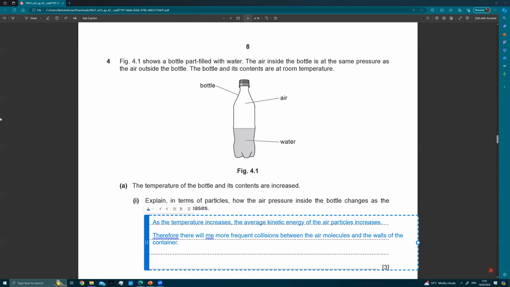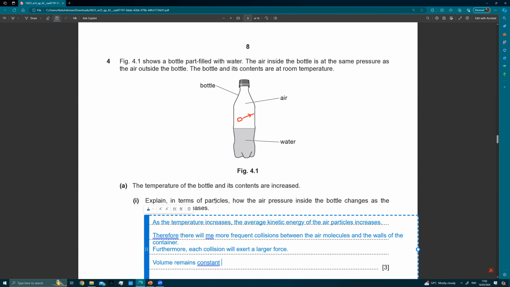And also, because the molecules are moving faster, when they collide with the wall, they're going to collide with a larger speed. And if something hits you with a larger speed, it's going to exert a larger force. So not just are there more frequent collisions, furthermore, each collision will exert a larger force. Because there's more frequent collisions, you're exerting a larger force.